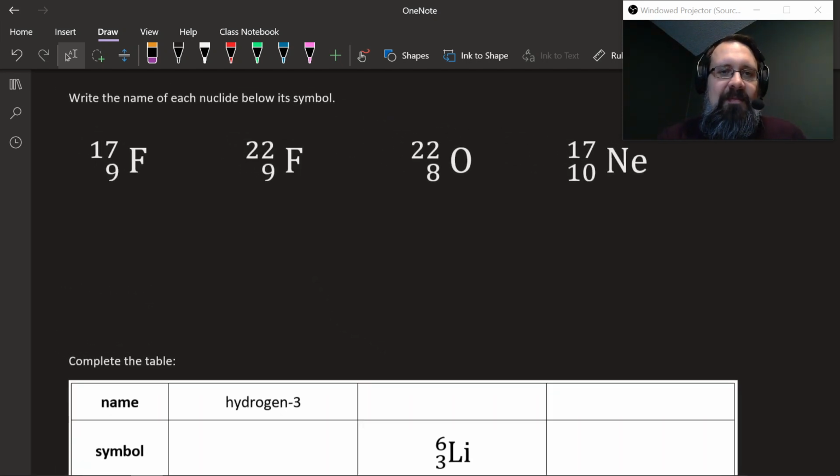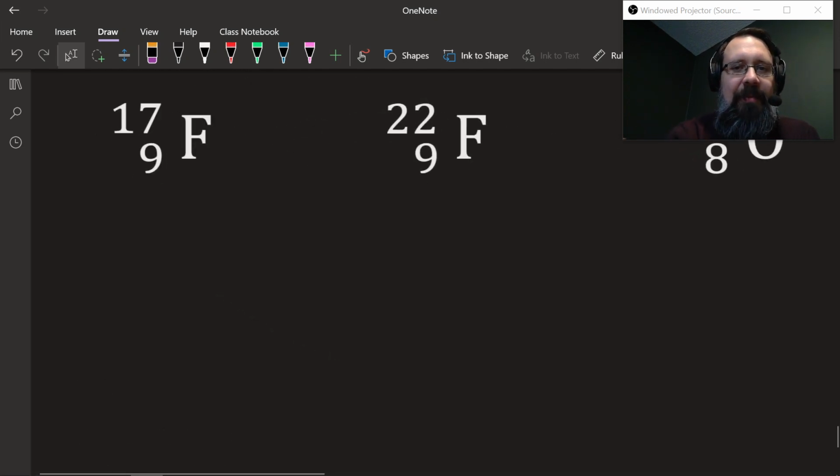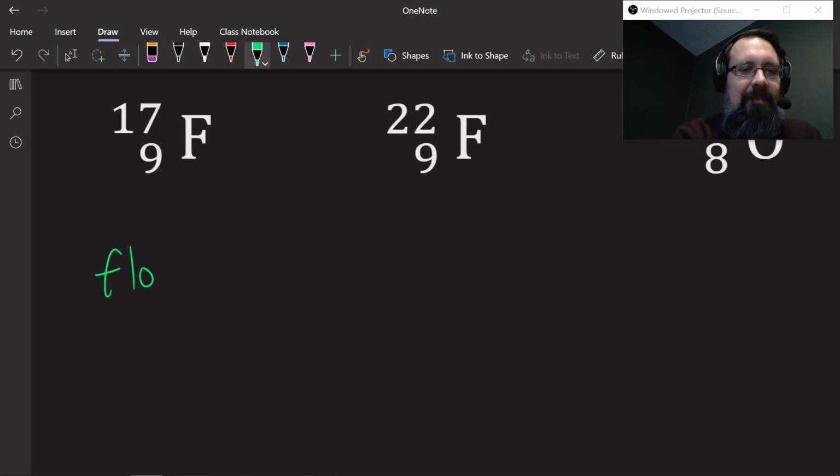It says write the name of each nuclide below its symbol. Okay, so the way this works is, notice that both of these are fluorine. So how could we tell them apart?